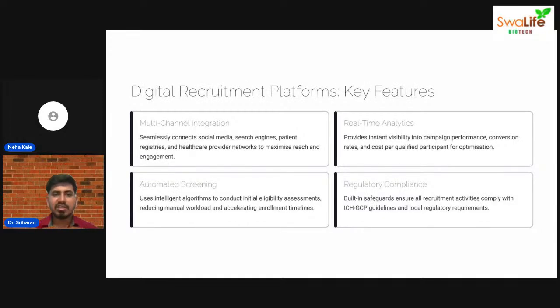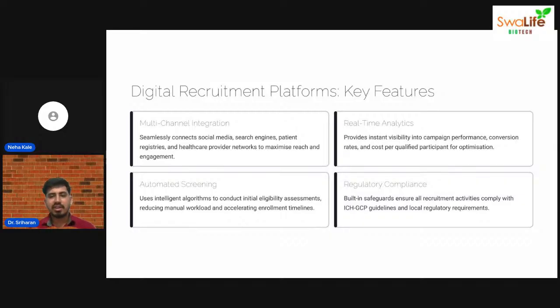Another thing is the digital recruitment platform's key features. Here, a key feature is that we use multiple channels. Multiple channels means multiple digital databases, likewise ads on social media, Instagram, Facebook, and search engines.